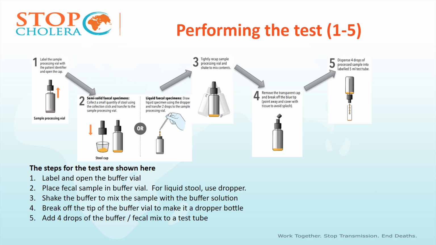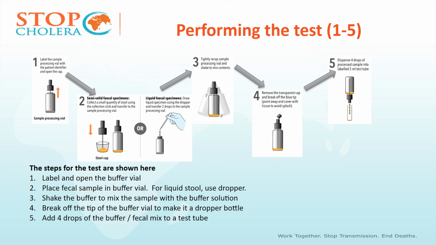Start by labeling the buffer vial and opening the lid of the buffer vial. One then adds the fecal sample to the buffer vial. If the sample is liquid, add 2 drops of the liquid diarrhea sample to the buffer vial, but if the sample is semi-solid, a small amount of stool is added. Now that the stool is added to the buffer vial, close the lid and shake the vial to mix it well.